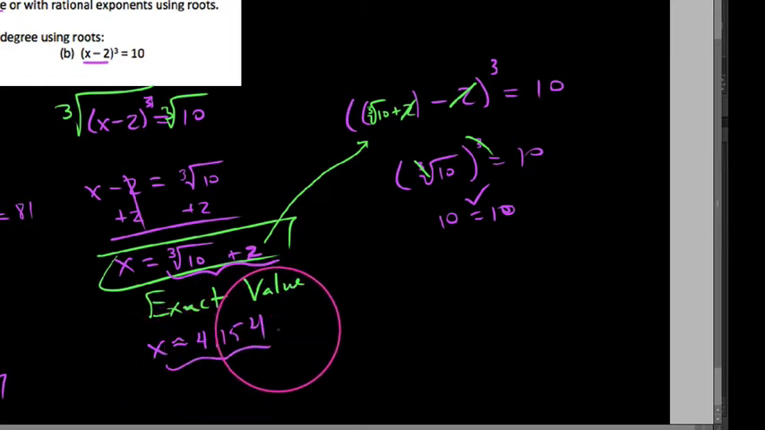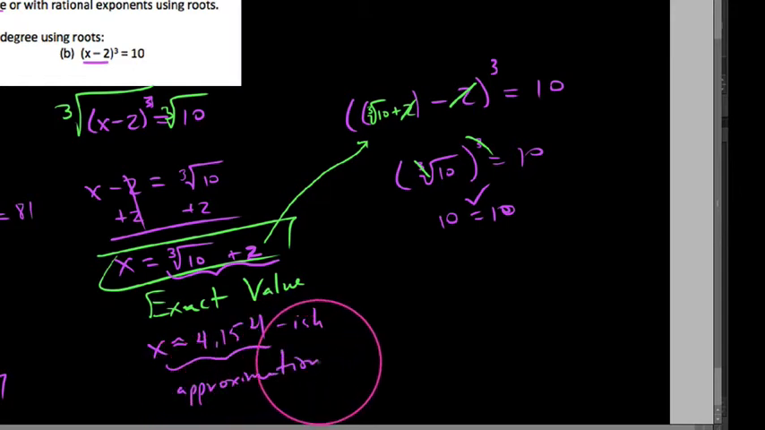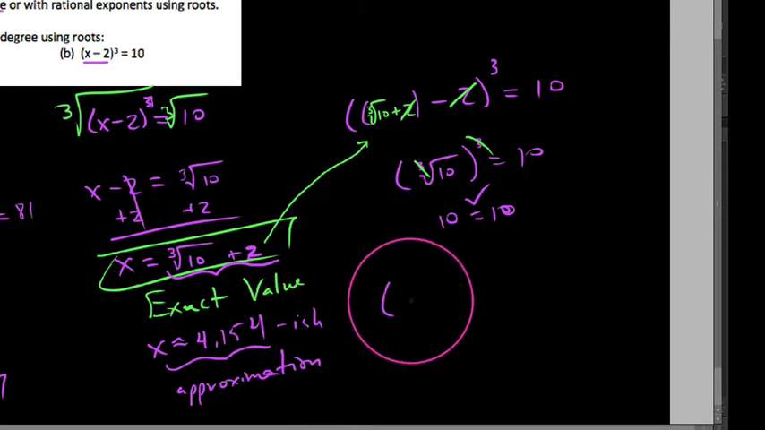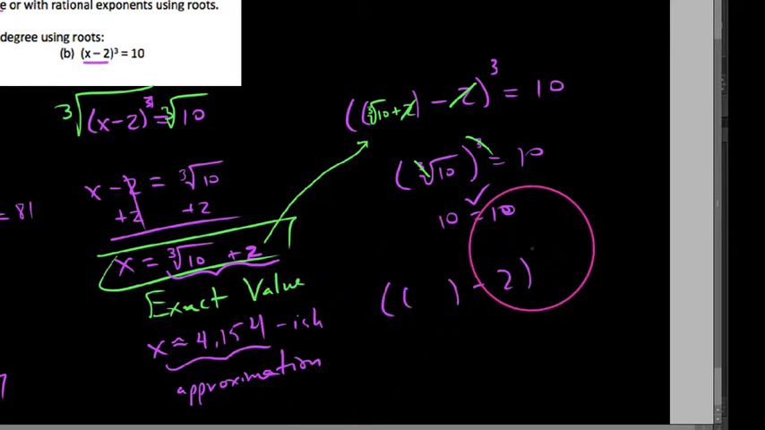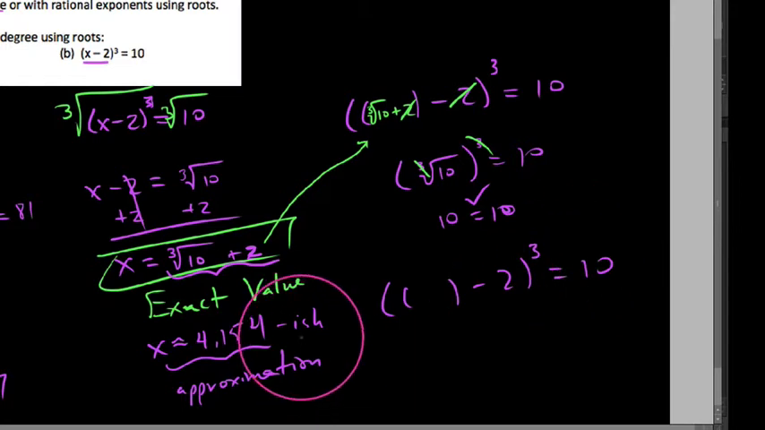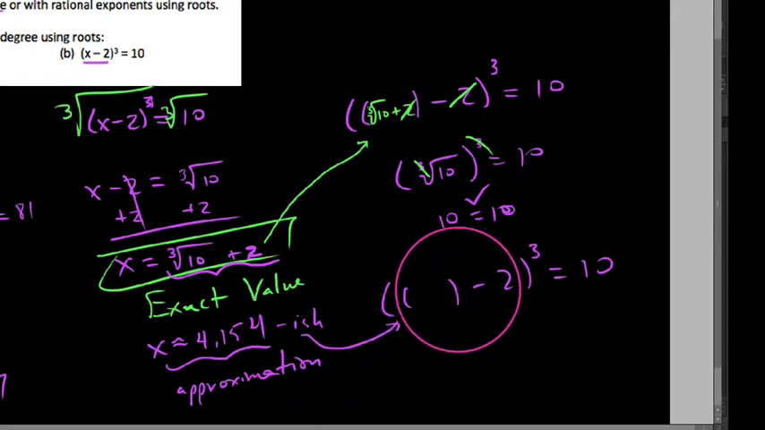And this right here, I'm going to say ish, is an approximation, because it's not exactly what you started with. Now, I want to check this one as well. In the original equation, we said it was x minus 2 cubed equals 10. We're putting this in for x.